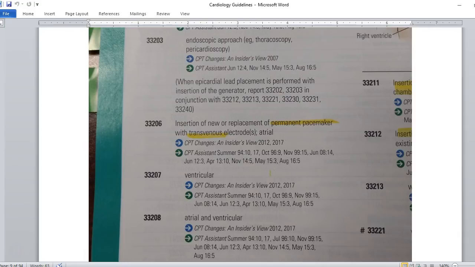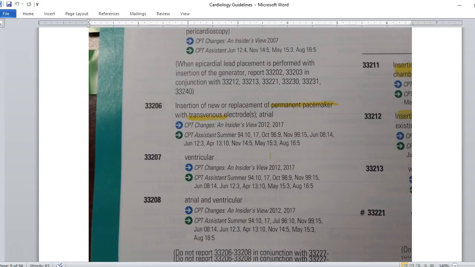And again, we would go under pacemaker. Is it atrial? Is it ventricular? Or is it both? Again, if it's more than atrial or ventricular, if we're doing that biventricular pacing, that's a separate code. So if we add a third lead, we have to add another code on.